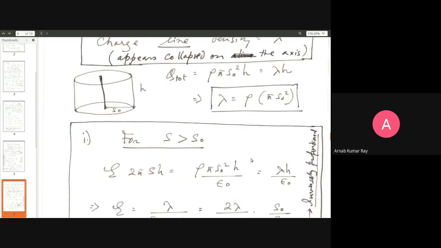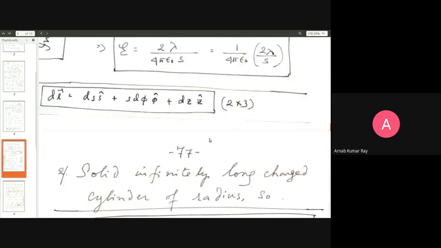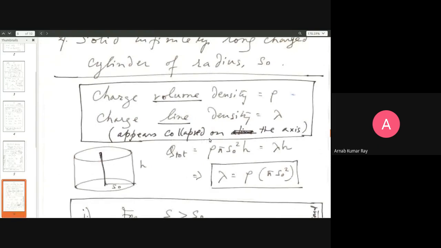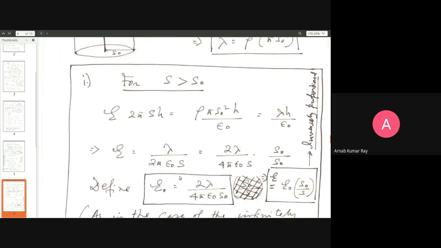Okay, so let us now take, as before, three cases, as in the case of the sphere. What are the three cases? The electric field outside the cylinder, the electric field on the surface of the cylinder, and the electric field within the cylinder. So outside the cylinder, S is greater than S naught. E into 2 pi SH.